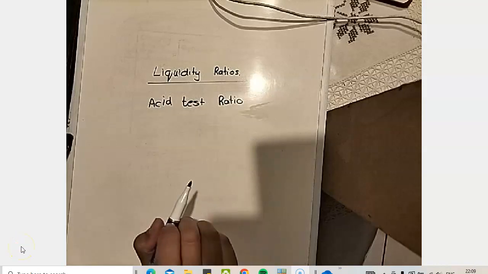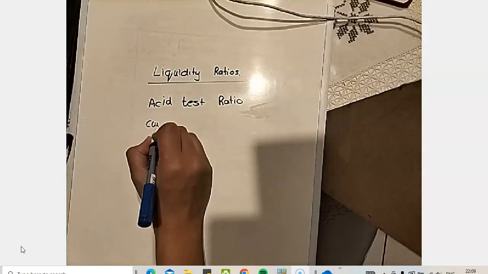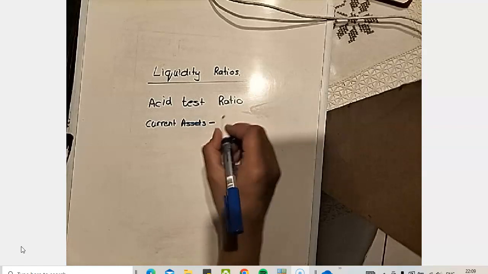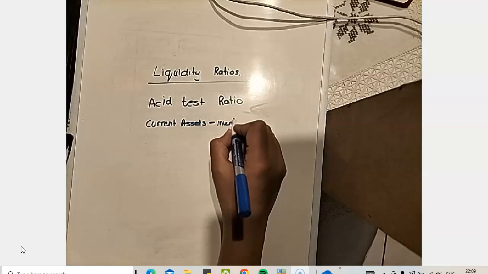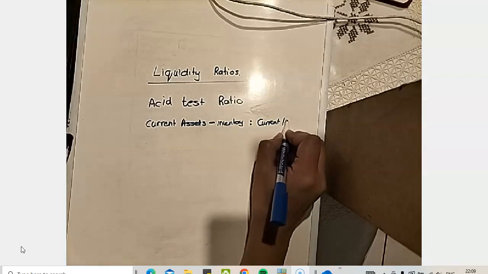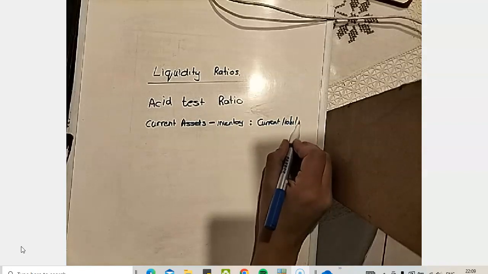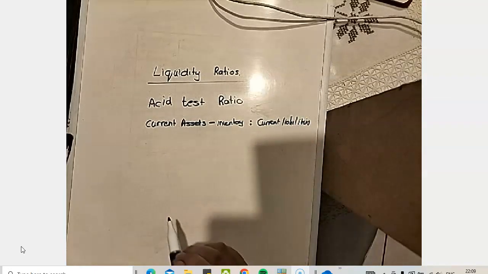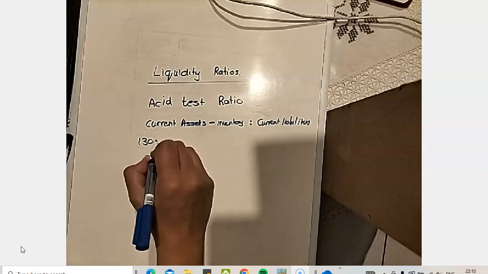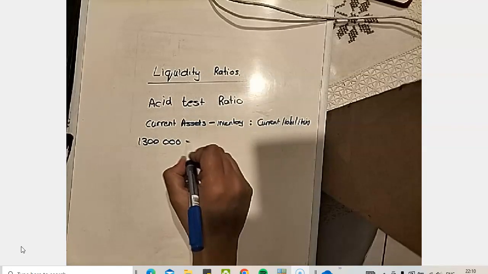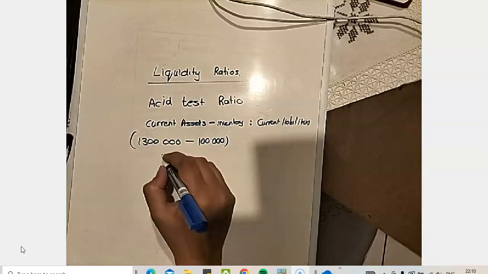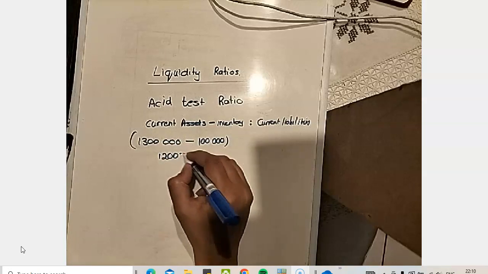Okay, if we look at the acid test ratio, the acid test ratio is your current assets, but you have to minus your inventory, to your current liabilities. Okay, that means current assets, say for example, 1.3 million. Your inventory was 100,000. Okay, that will give you 1.2 million.